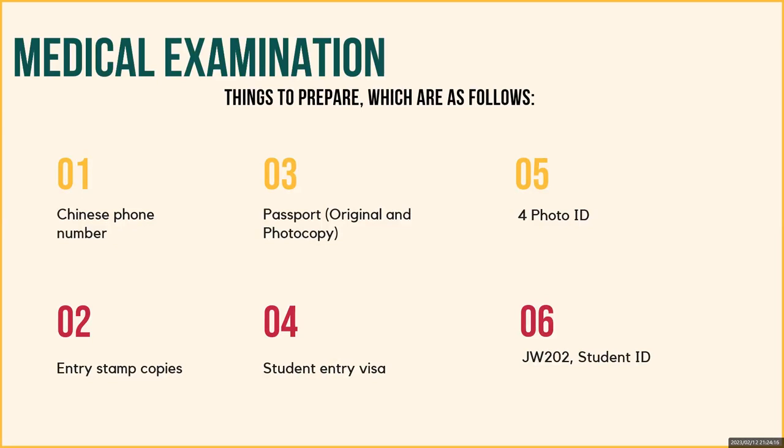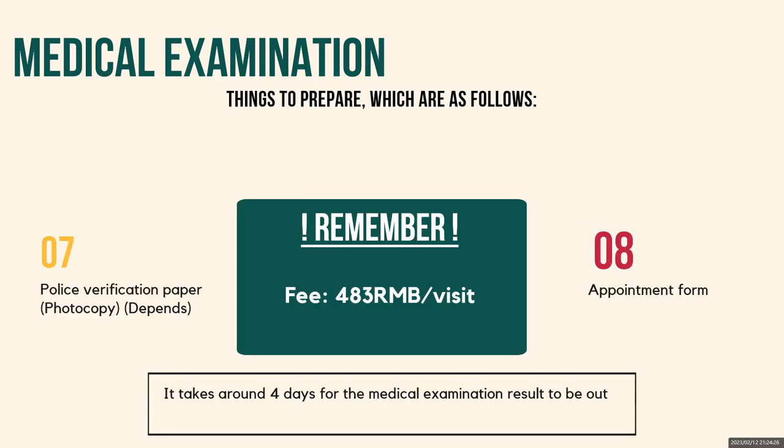And sixth, you need to bring your JW202, the original one and the photocopy of it, of course, and your student ID, which is important. Next, for number seven, the police verification paper, which is a photocopy, of course, which proves your address in China. Normally they will not ask for it, but keep it with you in case they ask. Also important, the appointment form, which, as I mentioned, is the QR code that you have made. We talked about it in the last slide.